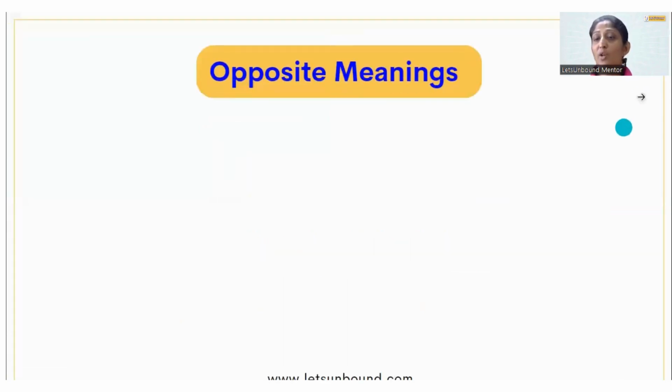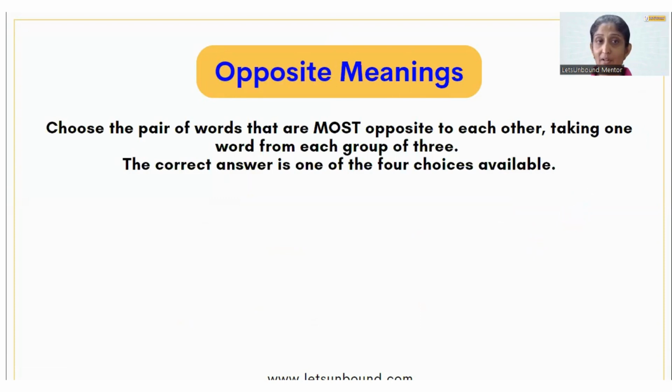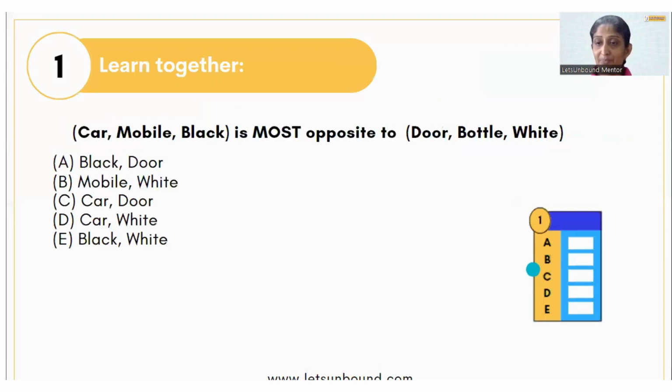Today, I'm going to cover the topic of opposite meanings, which is included within the verbal section. So first, let us understand what type of questions are asked. The question is as follows. Choose the pair of words that are most opposite to each other, taking one word from each group of the three. The correct answer is one of the four choices available.